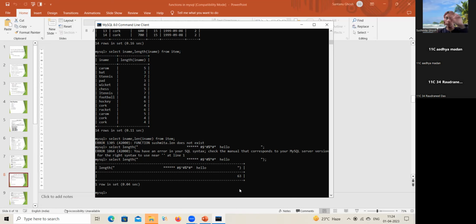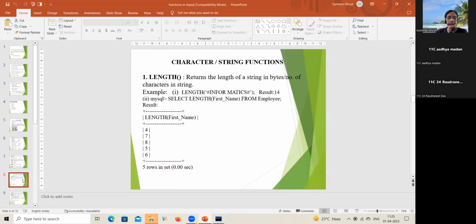Everything inside the double quotes, whatever you have, whether a space, a special character, a number, a digit, or an alphabet, everything is counted in the case of length.